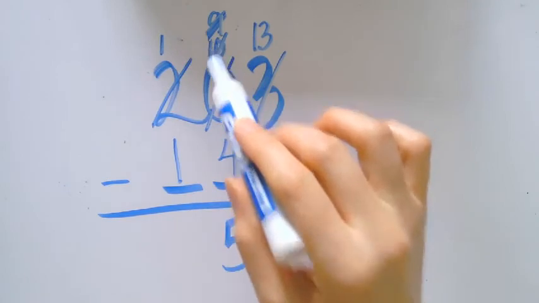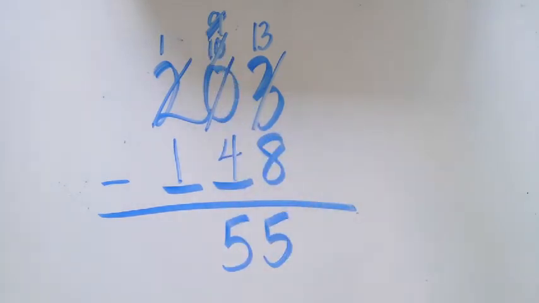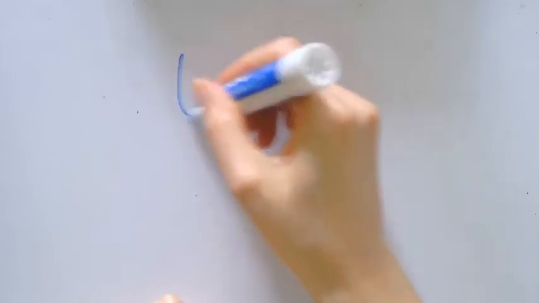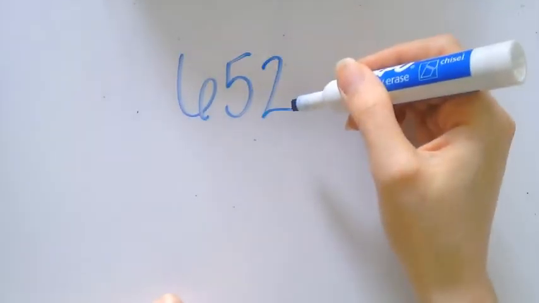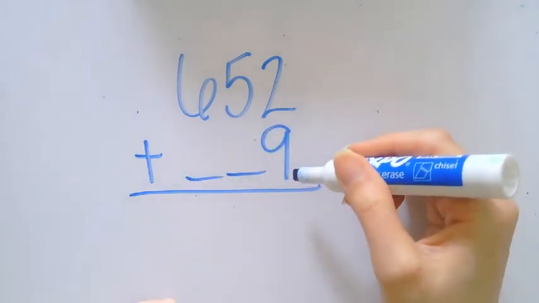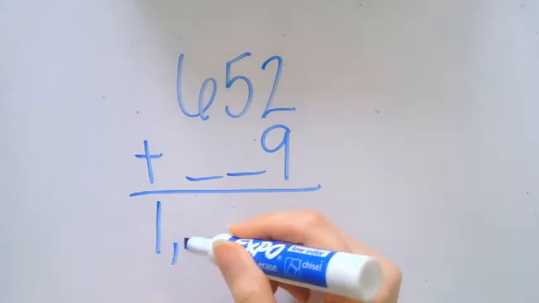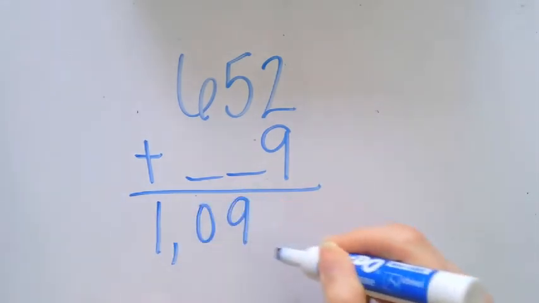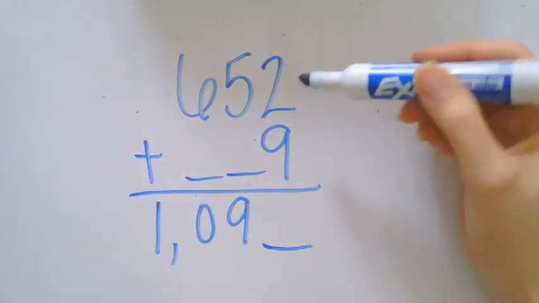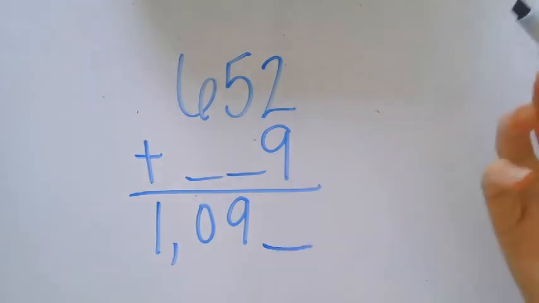Regroup, regroup, and regroup again. As long as you are comfortable and are working towards regrouping, you can find out what number and numbers are missing. Let's try one more. And this time it will be an addition. 652 plus something something 9 will give us a total of 1,090 something. When adding, we know that we're just going from our first and second row, and then we will get to our third row.